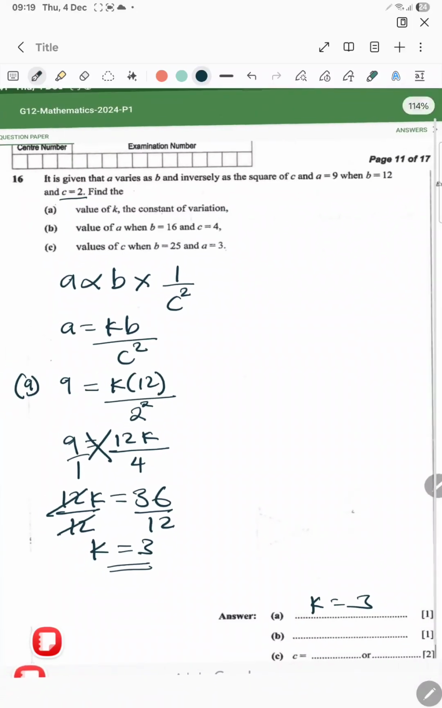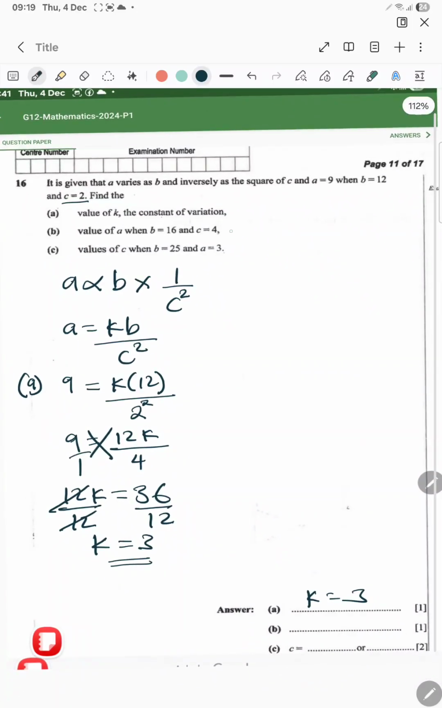Okay, so after getting the value of k, what we're supposed to do is to go to the next question, question B. They're saying find the value of a when b is 16 and c is 4. So they want us to get the value of a where there is b you put 16 and where there is c you put a 4. So let's do that and see.